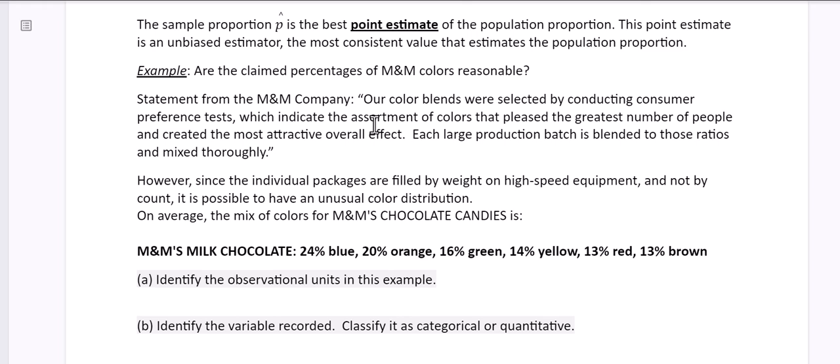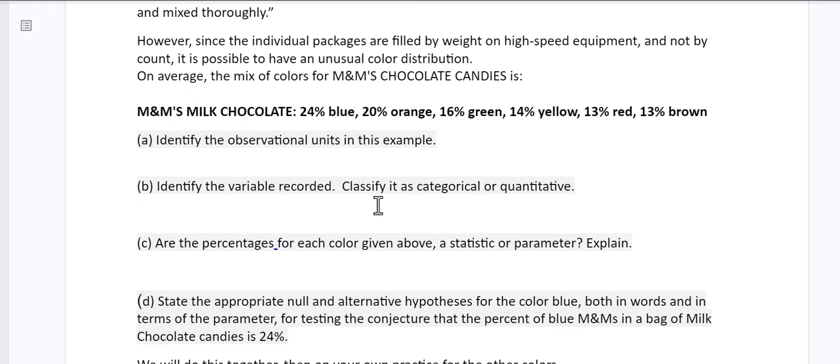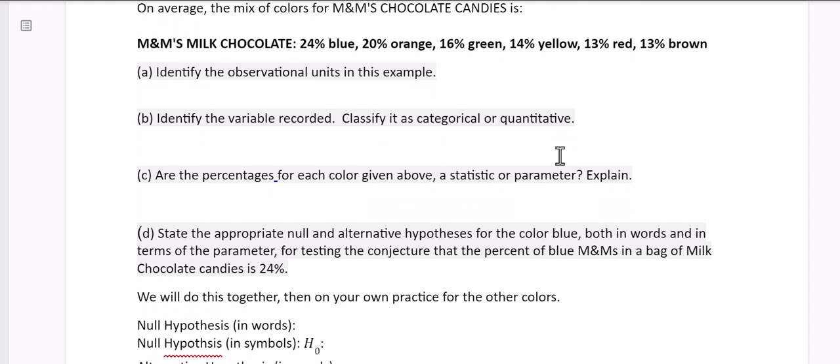However, since the individual packages are filled by weight on high-speed equipment and not by count, it is possible to have different color distribution per bag. But the company claims that in a regular bag of M&M's chocolate candies, you're going to have 24% blue candies, 20% orange, 16% green, 14% yellow, 13% red, and 13% brown. So let's go through, and I've identified the different steps of this study.